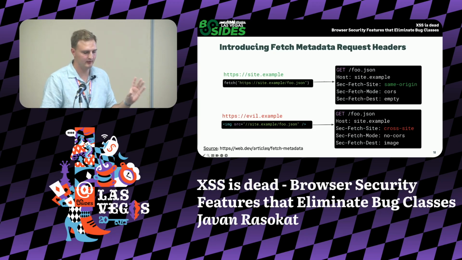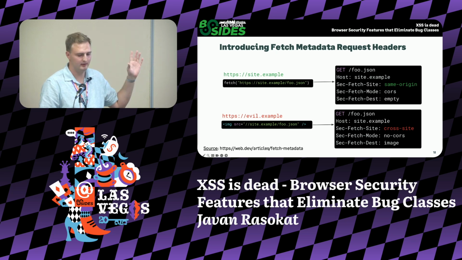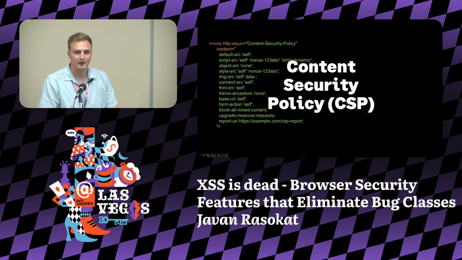Imagine you have site.example and there's some JavaScript sending a fetch request to site.example. So you can see the headers telling you same-origin. But if you have evil.example and you have a request to site.example, it tells you cross-site, and that's how you can then block this cross-site request forgery, basically. So this works really well at scale. Now let's talk about content security policy.